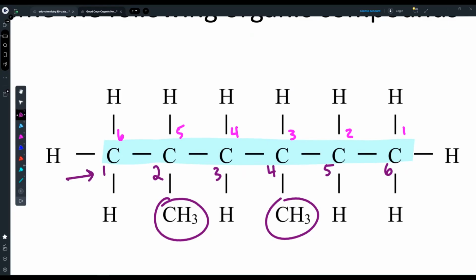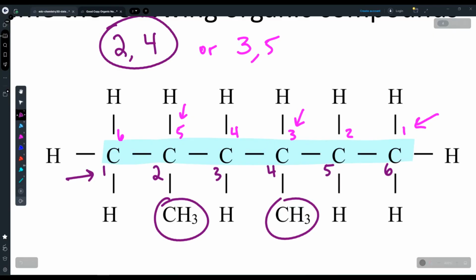So I'm looking at the purple numbering here. The purple numbering says I have branches on carbon 2 and carbon 4, whereas the pink numbering says that I have branches on carbon 3 and 5. So I need to go with the set that gives me the lowest overall numbering, which is going to be 2 and 4. So that's why I'm using that.